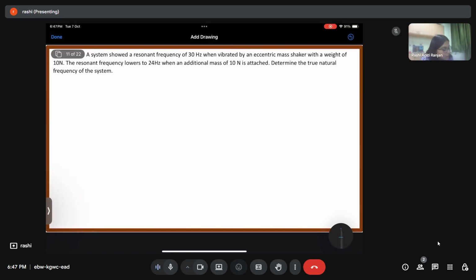Okay, a system showed a resonant frequency of 30 Hz when vibrated by an eccentric mass shaker with a weight of 10 Newton. The resonant frequency lowers to 24 Hz when an additional mass of 10 Newton is attached. Determine the true natural frequency of the system. Okay, this is something which is related to the Dunkerley's equation. Now, what does this equation say?